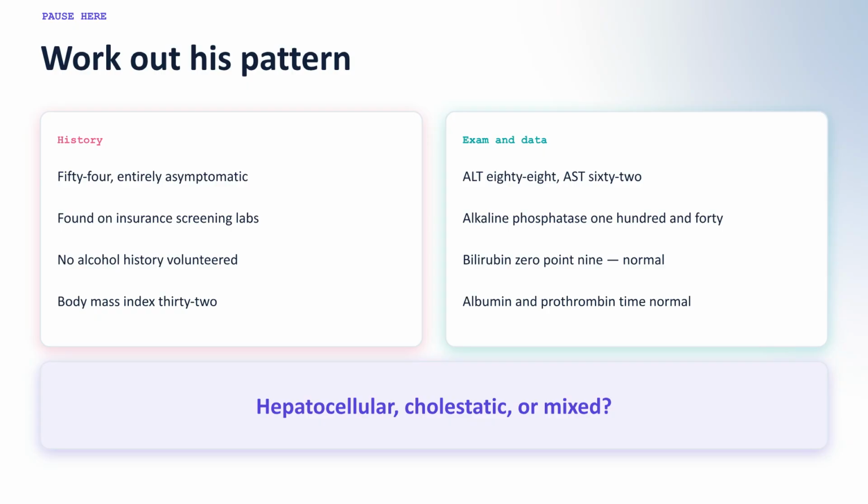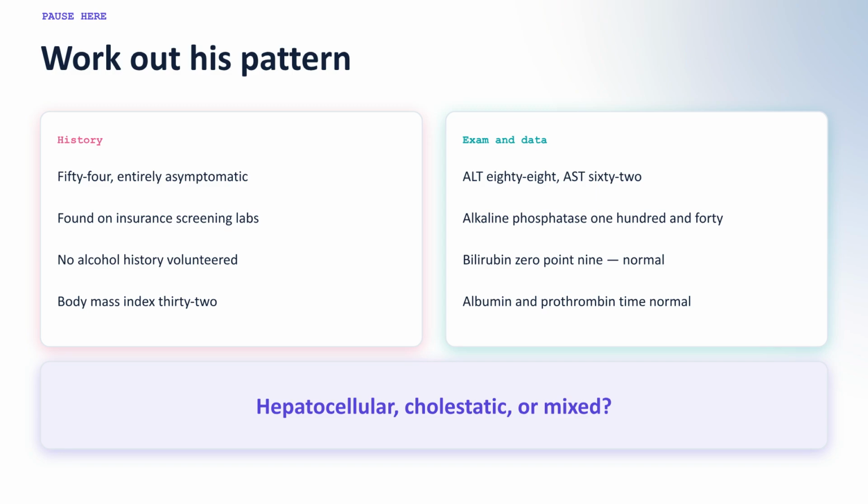Work it through with me. His alanine aminotransferase is 88, against an upper limit around 40 for a man. So roughly 2.2 times the upper limit. His alkaline phosphatase is 140, against an upper limit around 120. So roughly 1.2 times the upper limit. 2.2 divided by 1.2 is about 1.8. That sits at the cholestatic end of mixed.